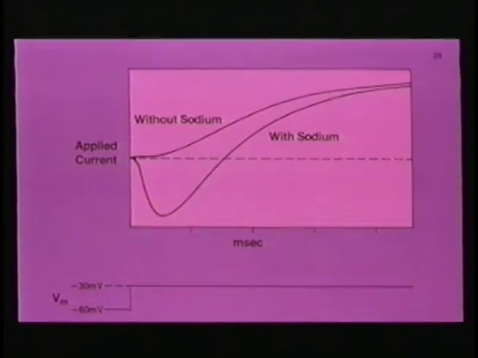We can determine what part of the current is due to the movement of sodium ions by making the voltage step with sodium removed from the solution bathing the nerve fiber and comparing this current with that of the similar experiment in which sodium was present.